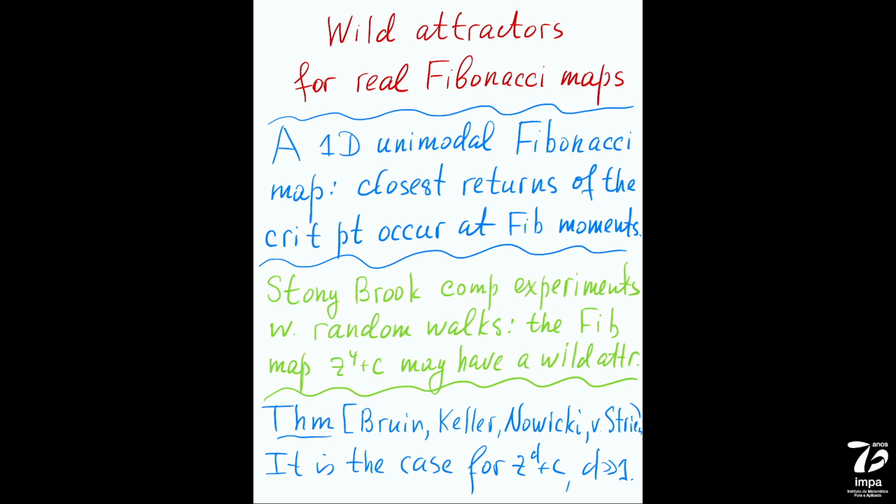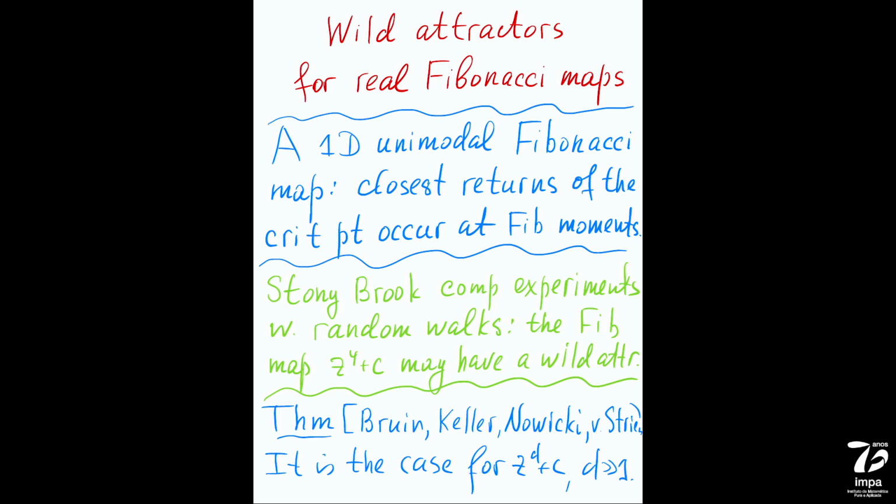In the mid-90s, Bruin, Keller, Nowicki, and van Strien showed that if one takes such a map with sufficiently big criticality, z to the d, then it exhibits a wild attractor. So probabilistically, the behavior of orbits will be different from the topological behavior of typical orbits.